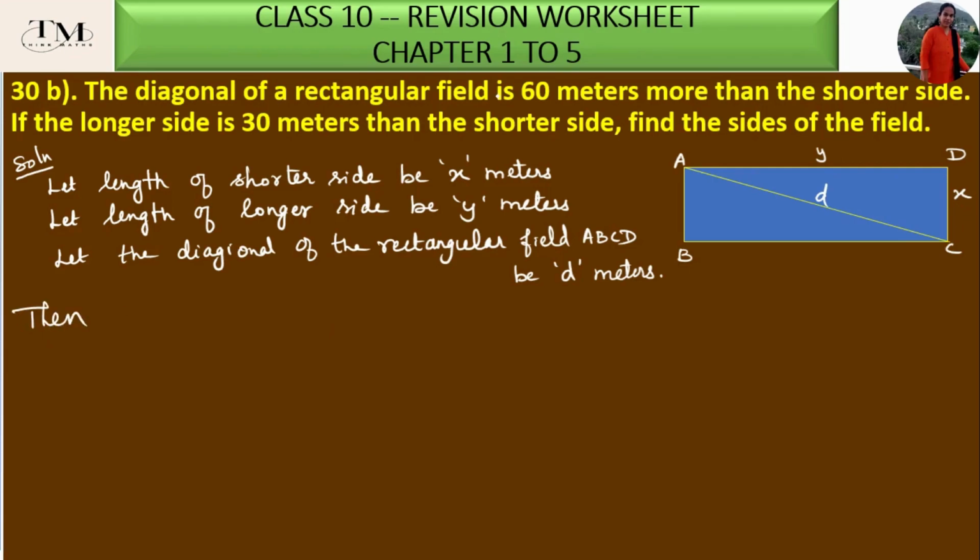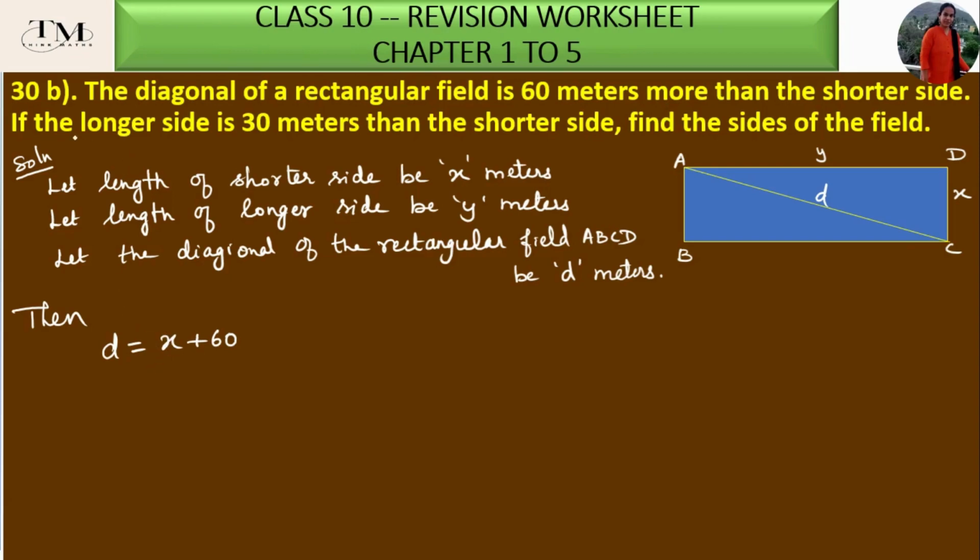The diagonal of a rectangular field is 60 meters more than the shorter side. Who is shorter? x. So with x we have to add 60 because it is more. More means you have to add. So d is 60 meters more than the shorter side.